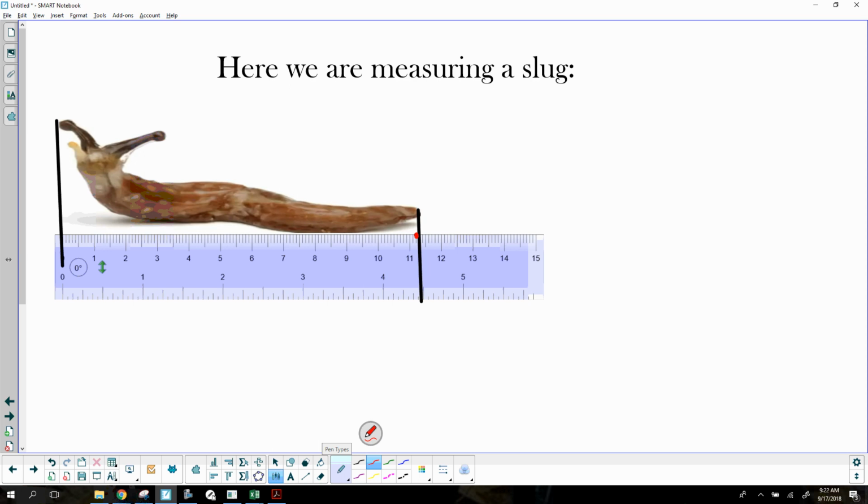If I look, I'm going to guess 11.30 centimeters. That's how long I think this slug is. However, this measurement is incomplete until I record the correct uncertainty. So what I see here is, since it's going up by 0.1s, I divide that by 2 and I get 0.05 centimeters. And that's going to be my uncertainty.